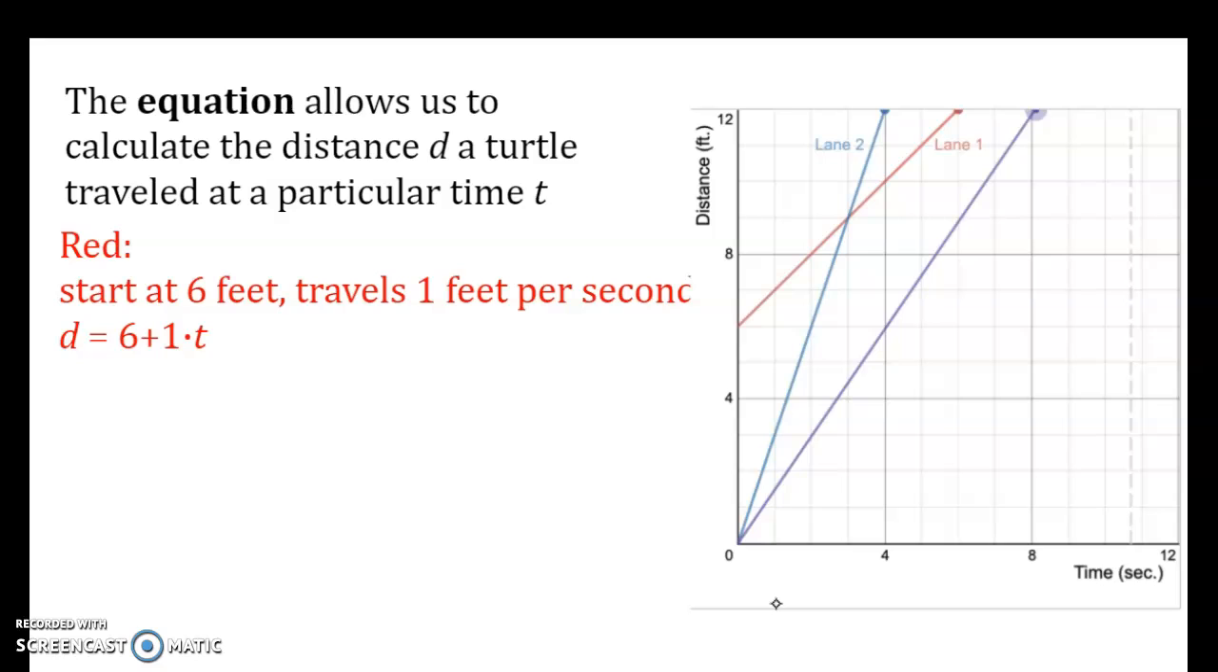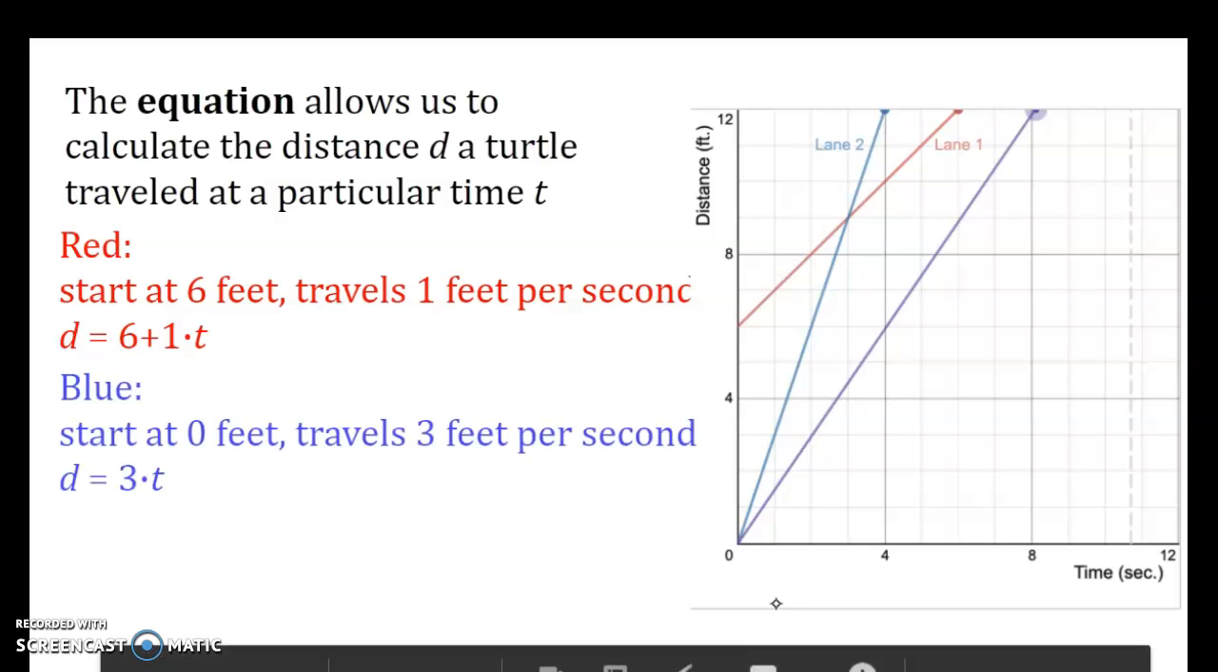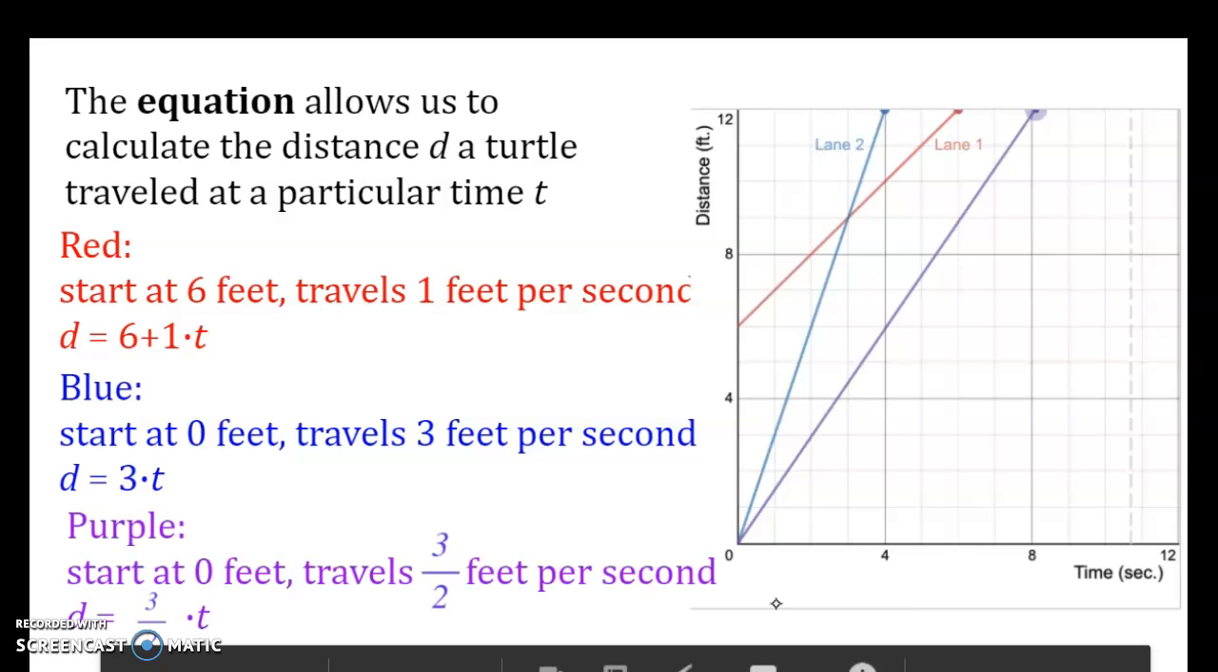So the red started at 6 feet. This one tells me the red turtle starts at 6 feet and travels 1 foot per second, so the equation is 6 plus 1t. And then blue is distance is 3t. And purple is 3 over 2 times t.